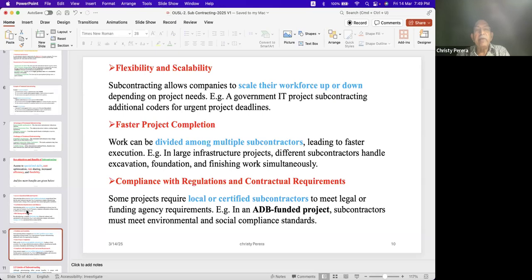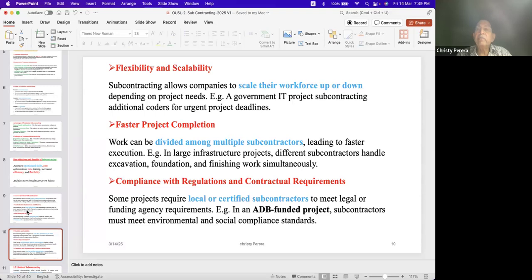So subcontracting allows companies to scale their workforce up or down. That means increase or reduce their workforce depending on project needs. Example, a government IT project subcontracting additional coders for urgent project deadlines.